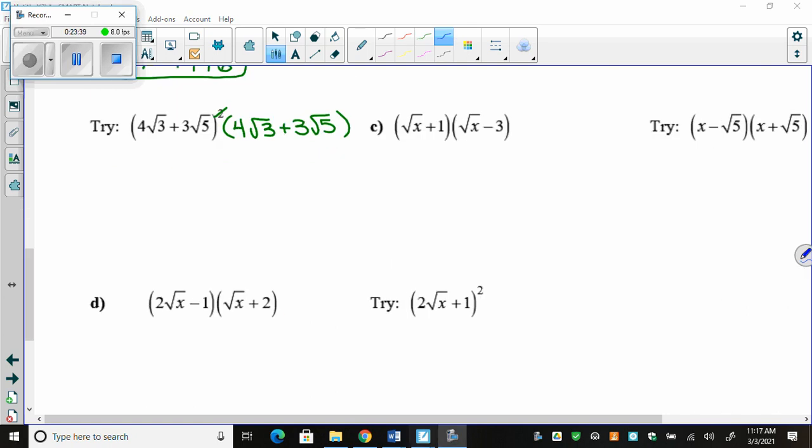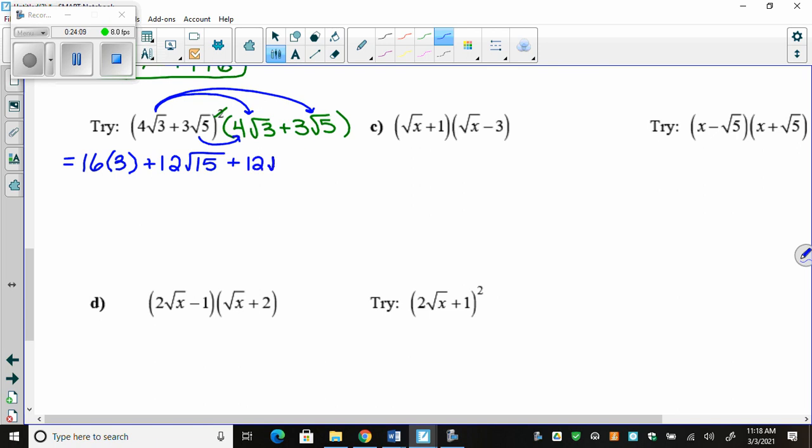So we do first times first. 4 times 4 is 16. And root 3 times root 3 is 3 in brackets. Plus outside times outside. 4 times 3 is 12. Root 3 times root 5 is root 15. Then the inside ones. 3 times 4 is 12. Root 5 times root 3 is root 15. And then the last ones. 3 times 3 is 9. And root 5 times root 5, it's just 5 in brackets, right? When we multiply those same roots together.